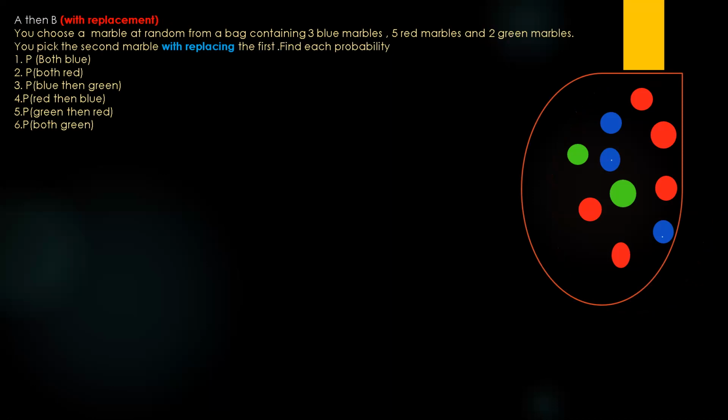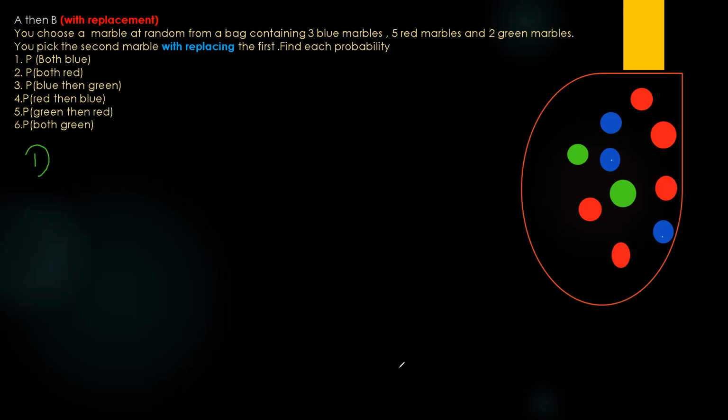Or if you have a question like you choose a marble at random from a bag containing 3 blue marbles, 5 red marbles, and 2 green, the same as the question before, but here you pick the second marble after replacing the first. I choose the blue, then I replace it. Then I will take another one. Let's find now the probability with replacing. This case here is very easy. Let's start now with case number 1.